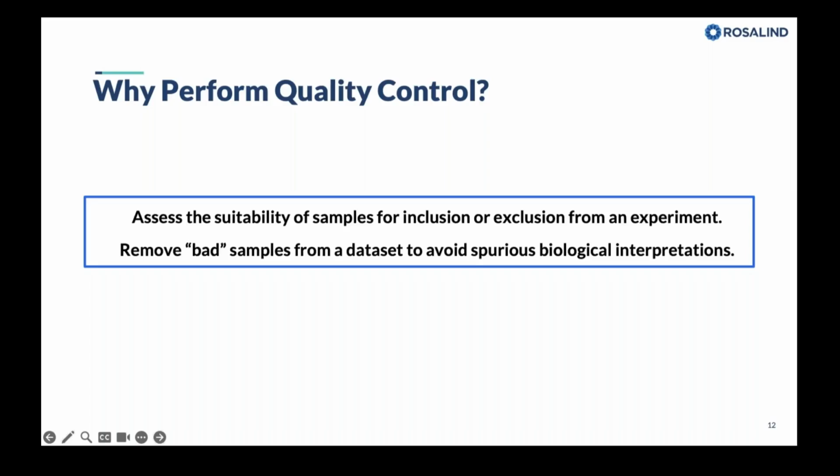So it's all about looking at our samples in depth with a series of QC steps to figure out which samples should be excluded so that we have the best outcome, the best interpretation possible. That's quality control in a nutshell, at least from my perspective.